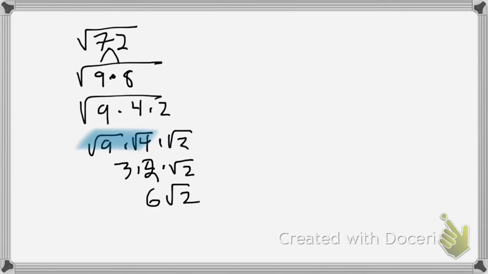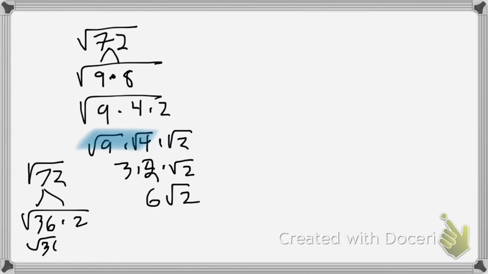Now notice that that actually works in case I had gone the square root of 72, and in breaking that down, I had realized that that's the square root of 36 times 2. Square root of 36 times the square root of 2 would give me the exact same answer. Okay?